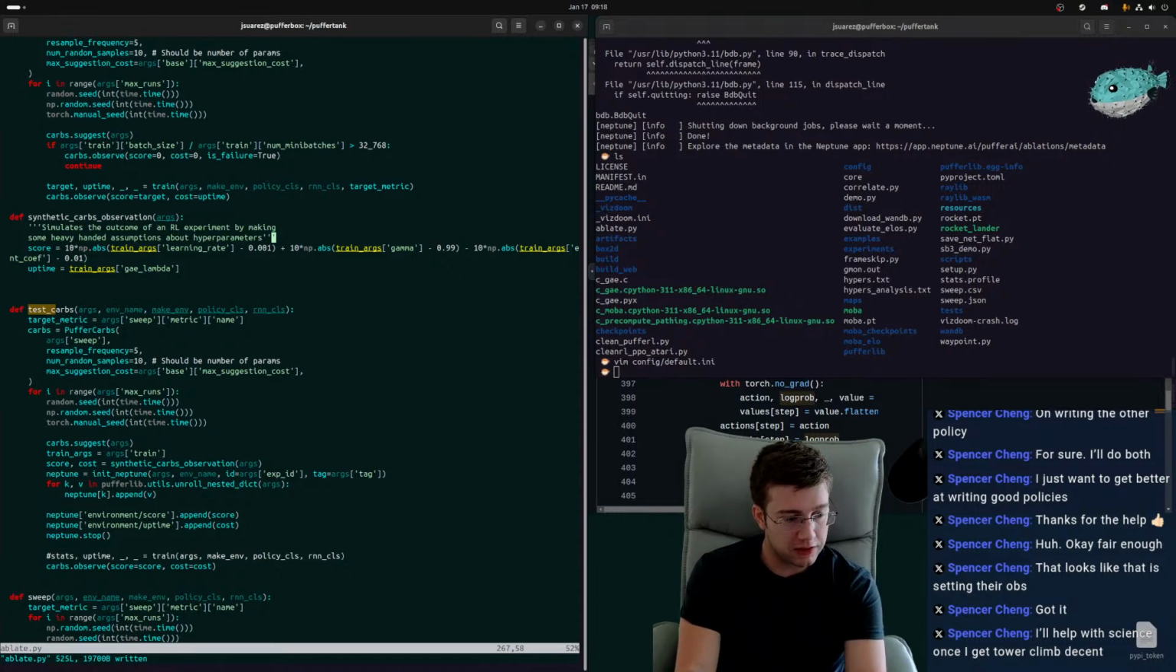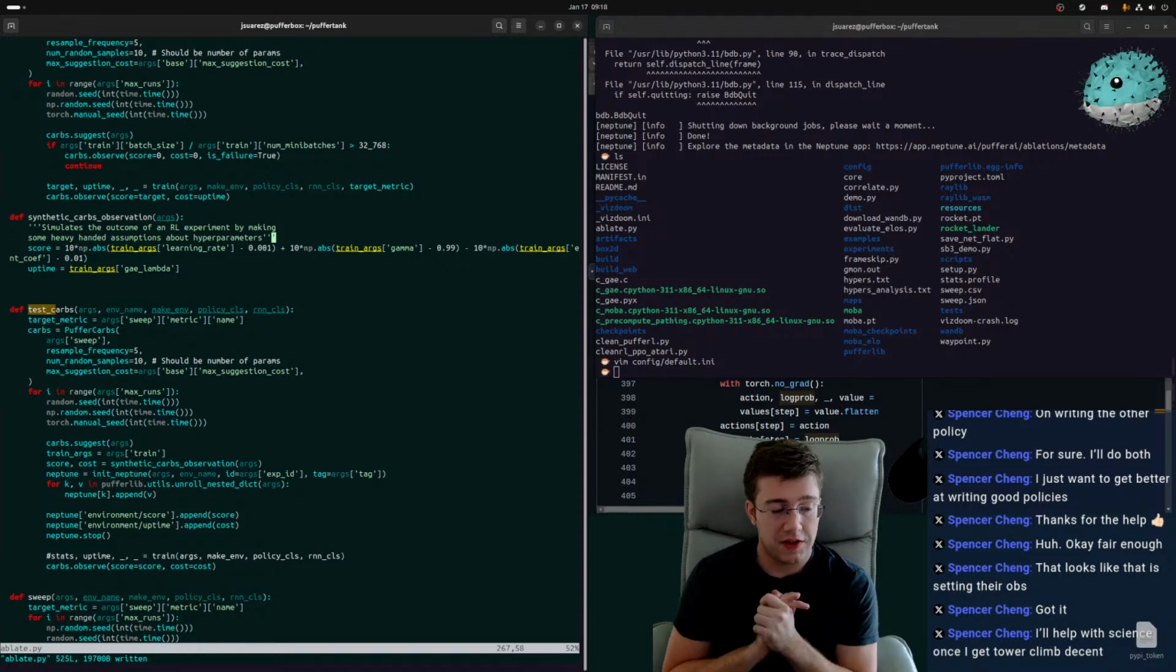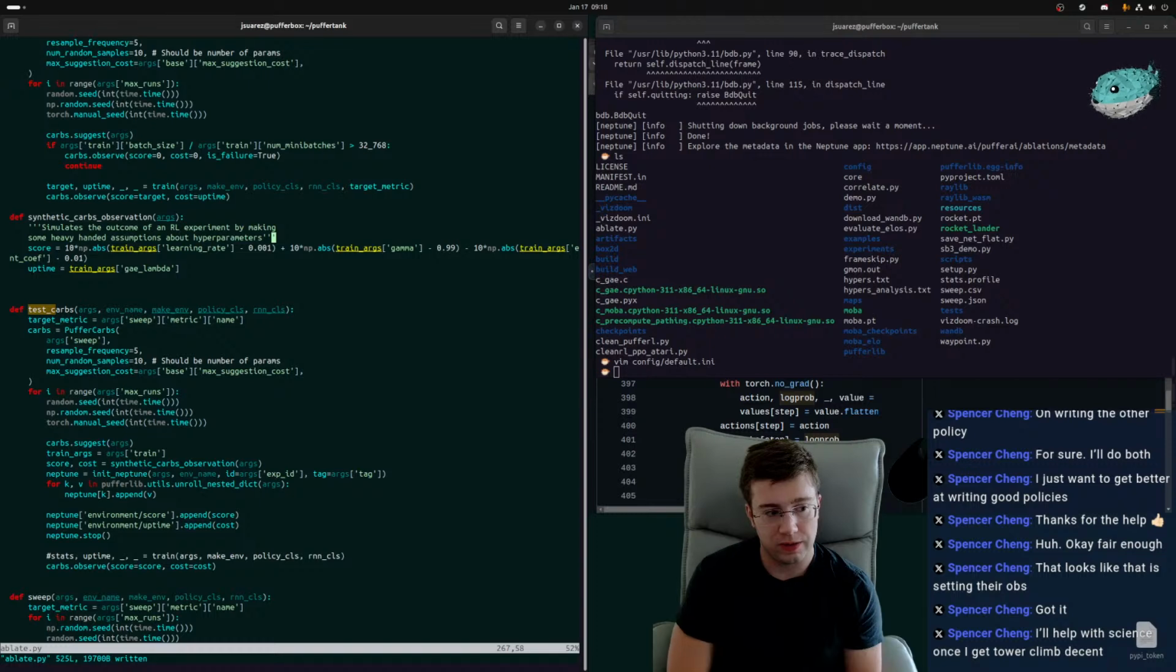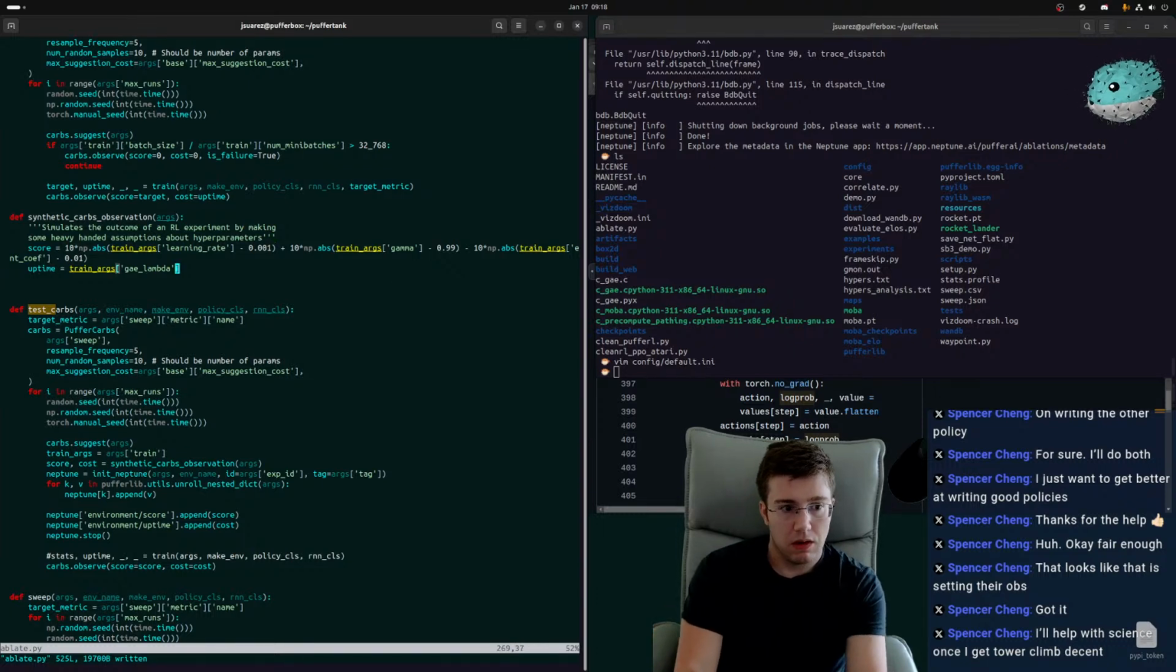Help with science once I get tower climb. Yeah, exactly. I think that's a good plan: finish this environment up. I'm kind of feeding you little bits of the science side thinking as you're doing these, and I'll onboard you once you've got that set. A lot of it's very basic science work, but it's very effective science work.